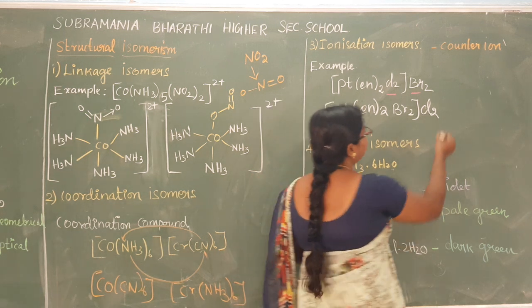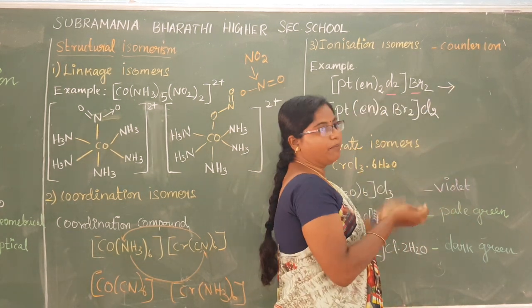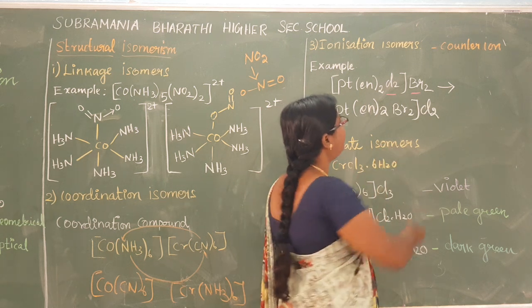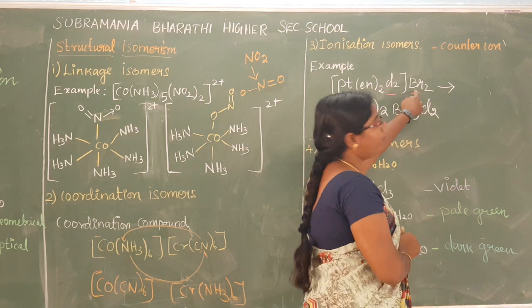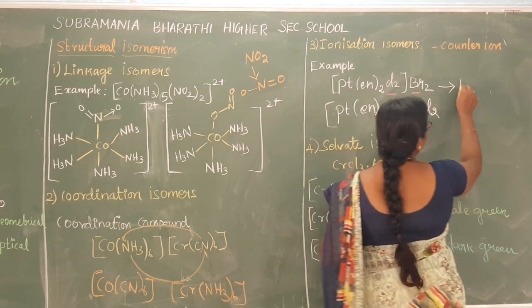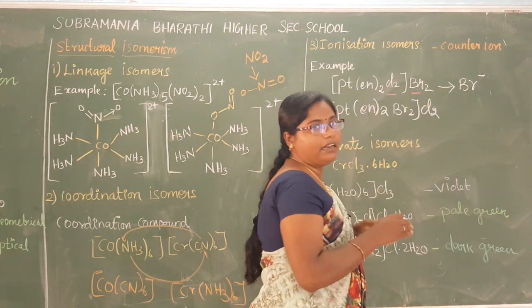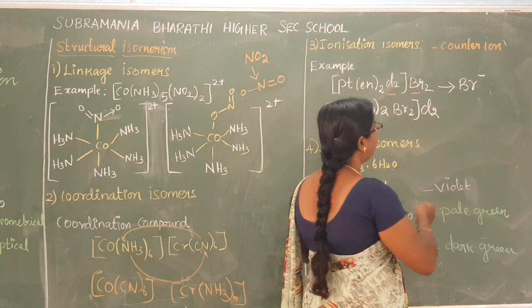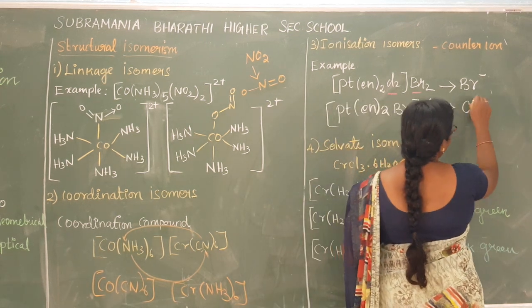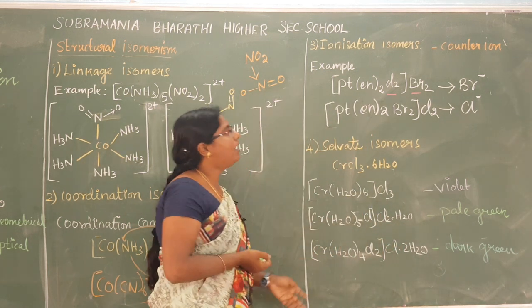In the first case, if I take this complex and add the solvent to it, what will happen? Bromide will be ionized first because bromine is outside. It will be removed as Br minus, eliminated as its ion. But in the second case, what will come out first? Chlorine will come out first. So this is called ionization isomers.